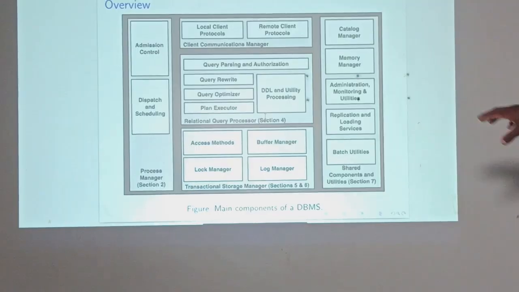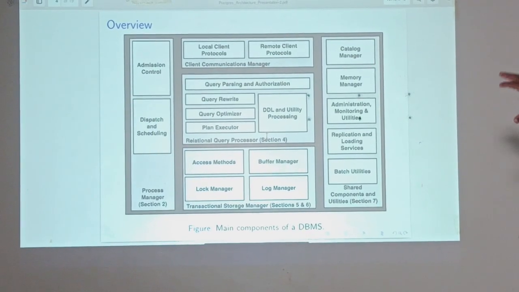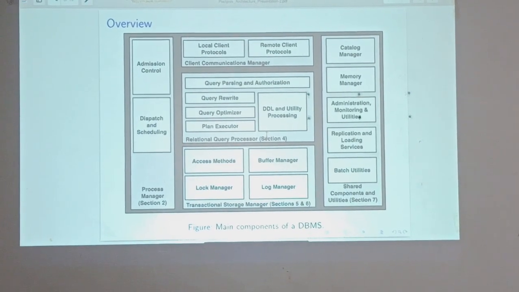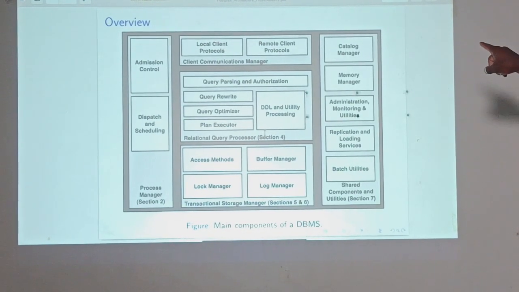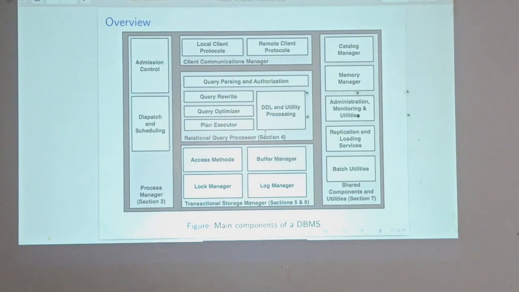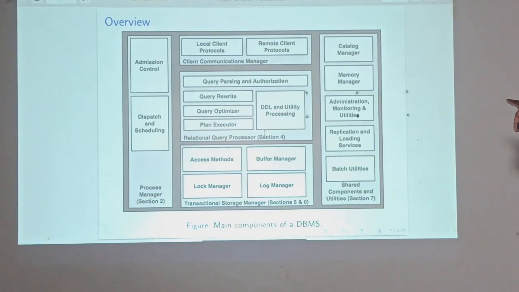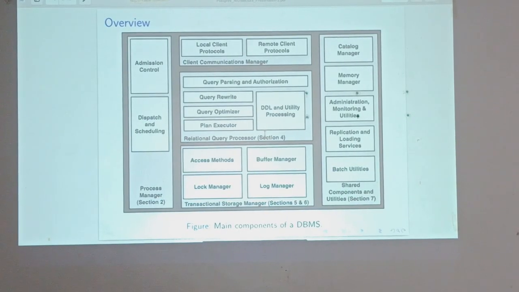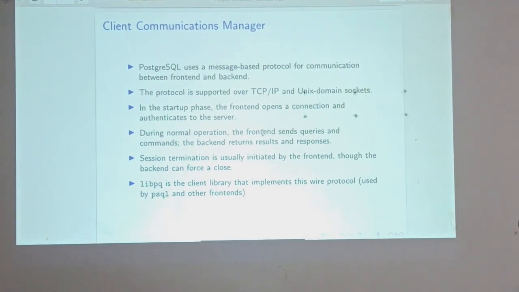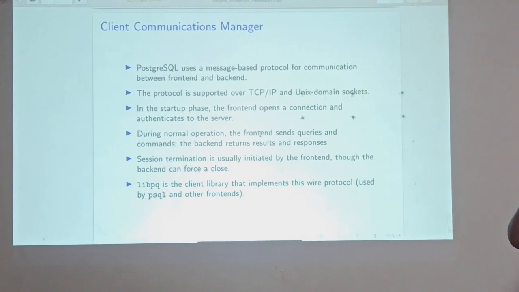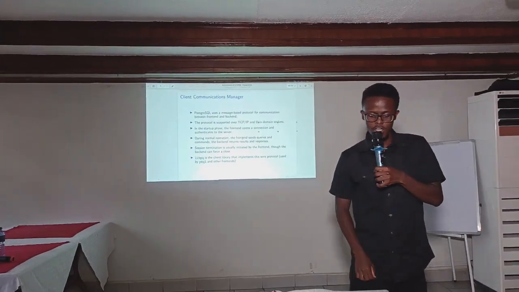Yeah, this is a diagram which shows the main components of a database management system. There's the first process at the top, the second one, the third one, query parsing and authorization, and the relational query processor, then you have the transactional storage manager, and the shared components and utilities. We'll go over each one of them, and we'll focus now on Postgres.